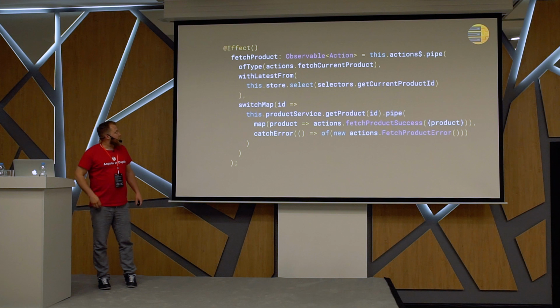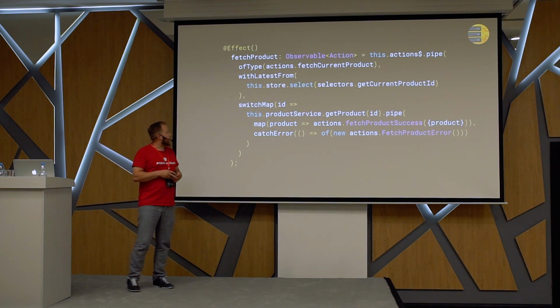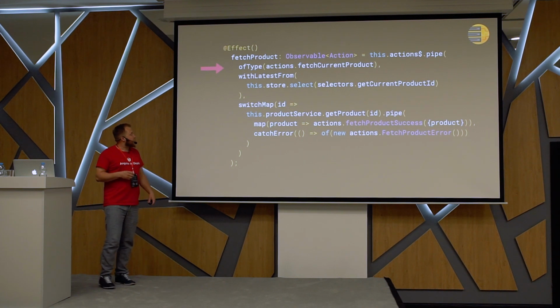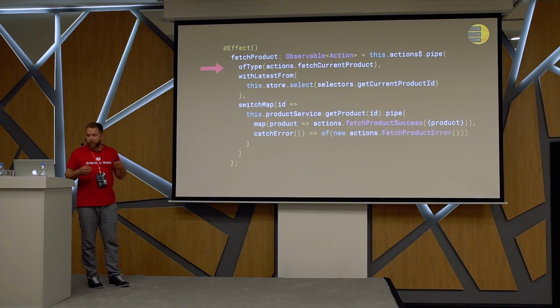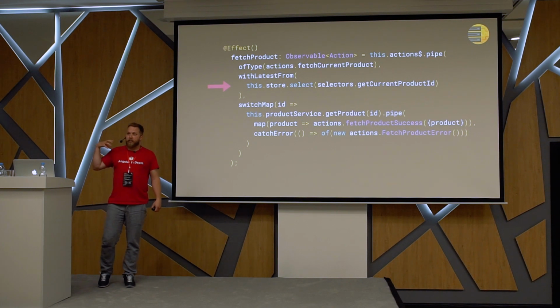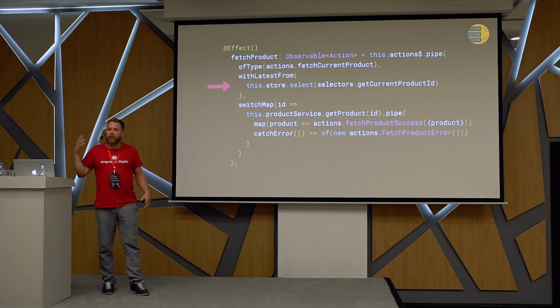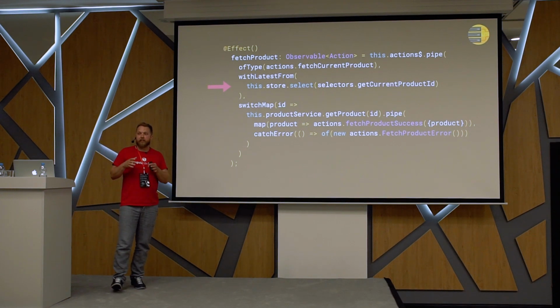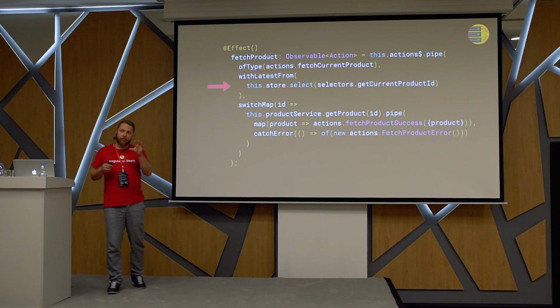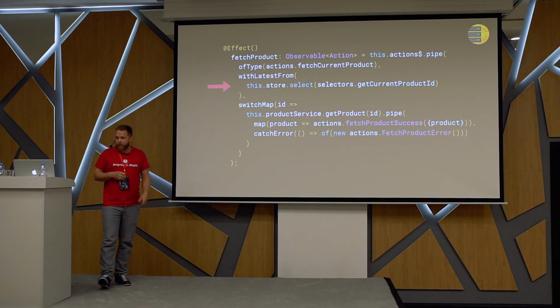Okay, so the trick here is in the effect, right? So the effect would have our type that we listen to for this fetch current product. Then we would get the current product ID that we have in the store. How do we get it? Usually we connect the routing state, URL state, into the store as well. And this is how we get that ID out of it.